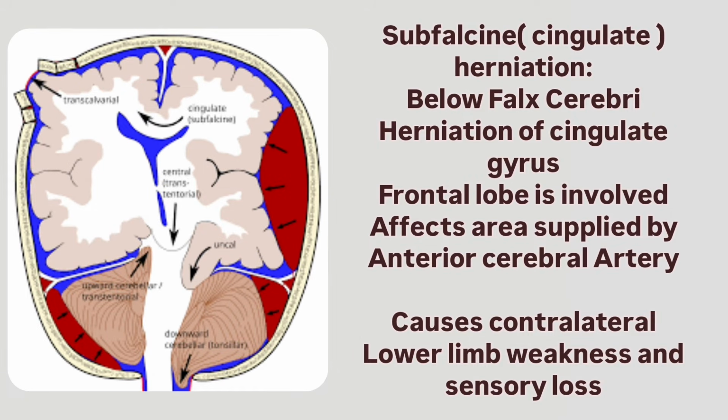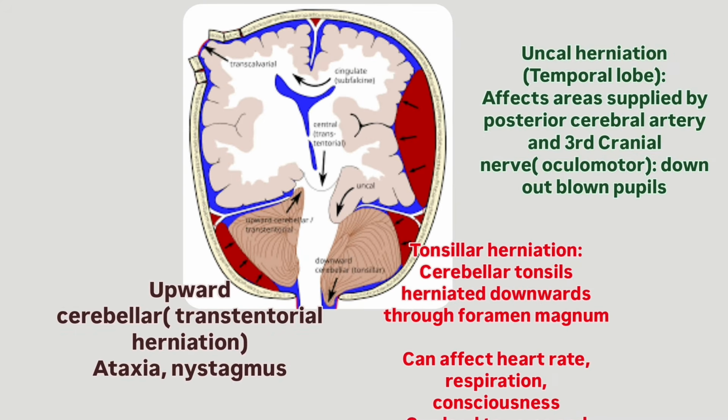Now an important type of supratentorial herniation is the subfalcine or cingulate herniation, which is the herniation of the cingulate gyrus below the falx cerebri. Since the frontal lobe is involved, it affects the areas supplied by the anterior cerebral artery, which can cause contralateral lower limb weakness and sensory loss.